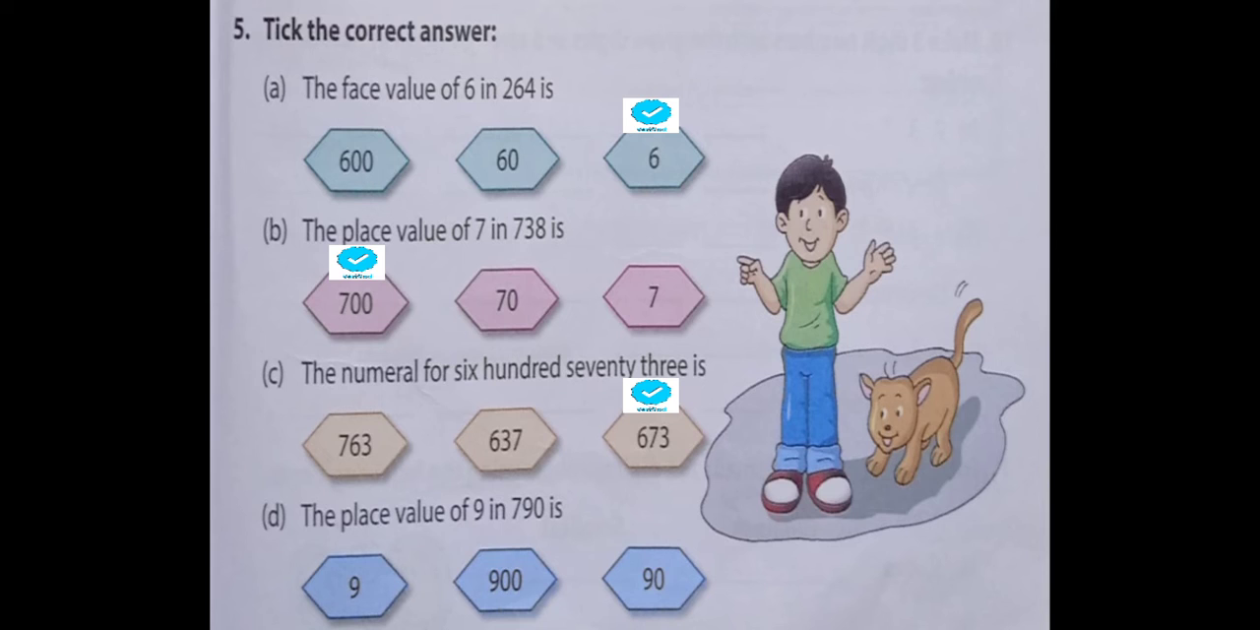D part is the place value of 9 in 790. Now in 790, 9 is at tens place. So 9 tens means the answer is 90. So in this way you can complete question number 5.